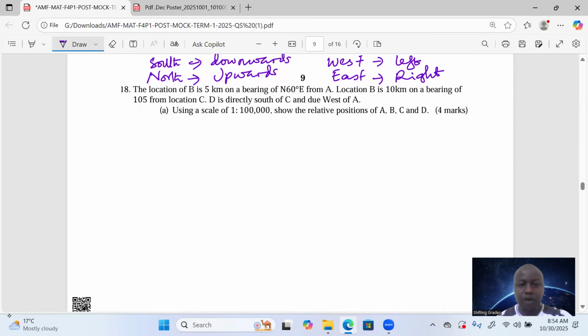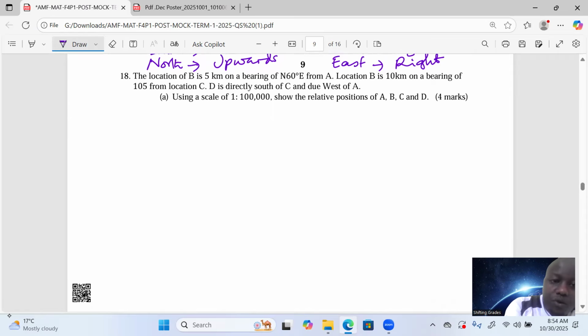Using a scale of 1:100,000, show the relative positions. So you're supposed to know that this scale means 1 centimeter for 100,000 centimeters, meaning that 1 centimeter shall represent 1 km, because this distance is also converted to kilometers now. Yeah, that's what it becomes.